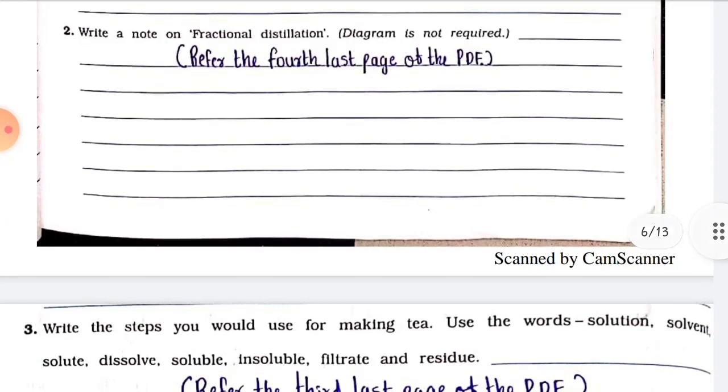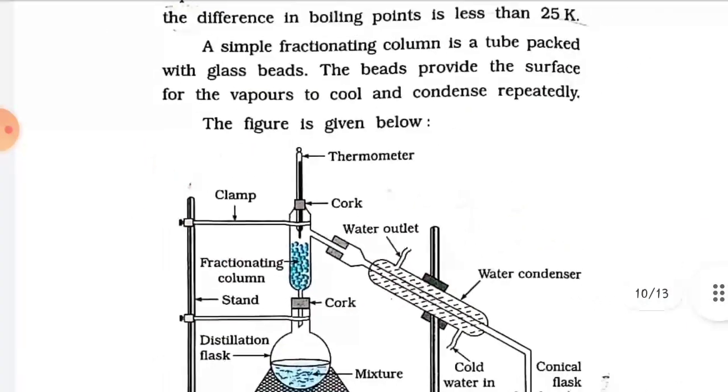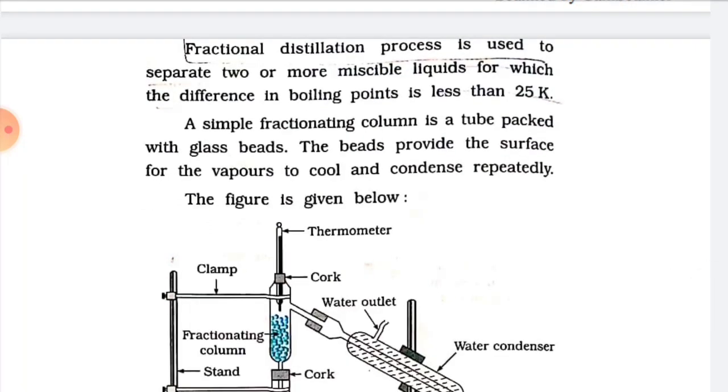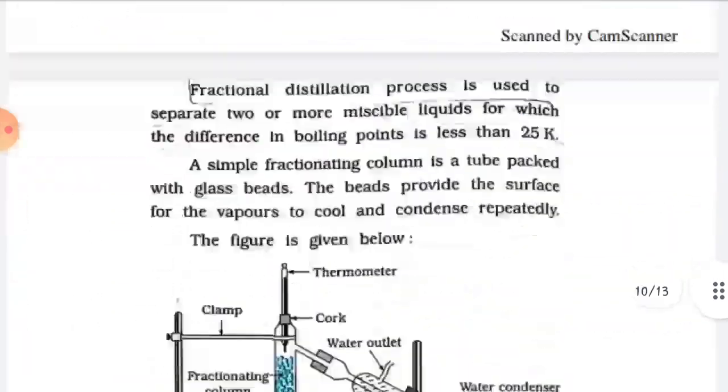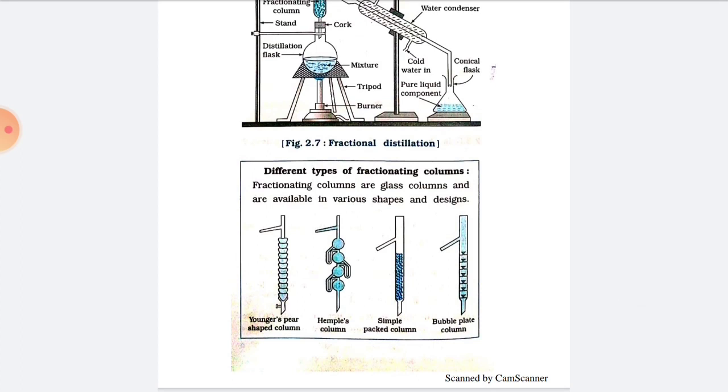Next, number 2. Write a note on fractional distillation. Diagram is not required. So this answer I have attached over here. Fractional distillation process is used to separate 2 or more miscible liquids for which the difference in boiling point is less than 25 Kelvin. A simple fractionating column is a tube packed with glass beads. The beads provide the surface for the vapor to cool and condense repeatedly. The diagram is given below, but the diagram is not asked. Different type of fractionating columns. Fractionating columns are glass columns and are available in various shapes and designs.